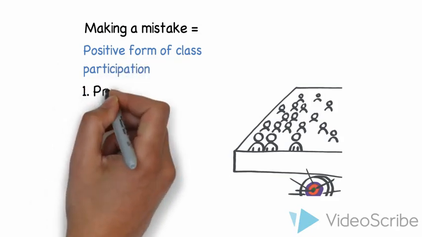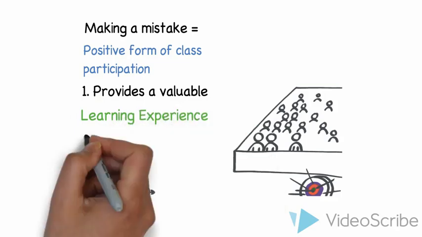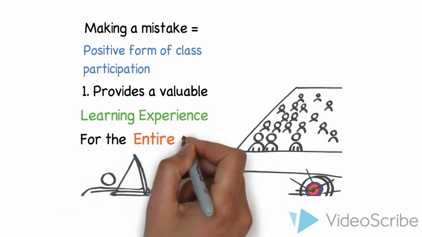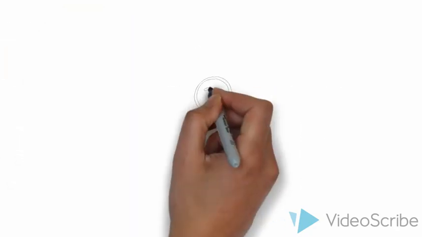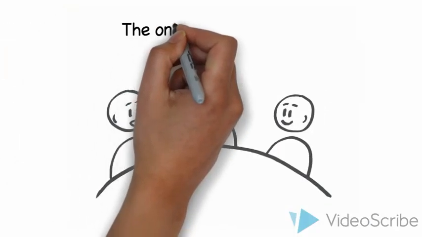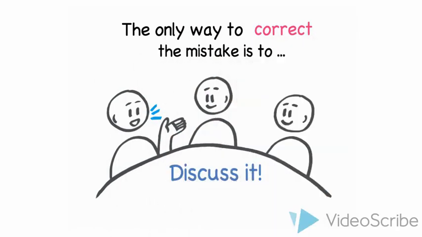First, your mistake provides a valuable learning experience for the entire class. If you're making a mistake in your thinking, then chances are good that at least half of the rest of the class is making that same mistake in their thinking. But the only way that we can correct the mistake is to discuss it. If we don't get the mistake out in the open where we can identify the flaw in everybody's thinking, then nobody recognizes the problem and nobody can learn anything from it.